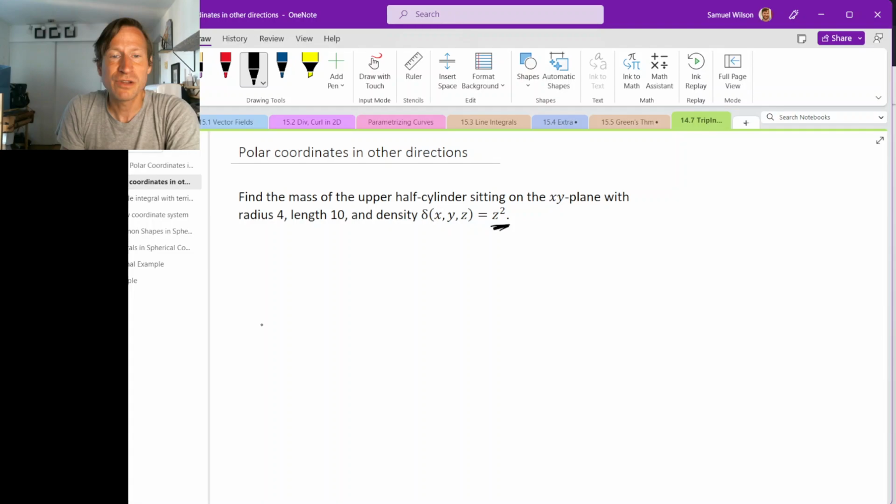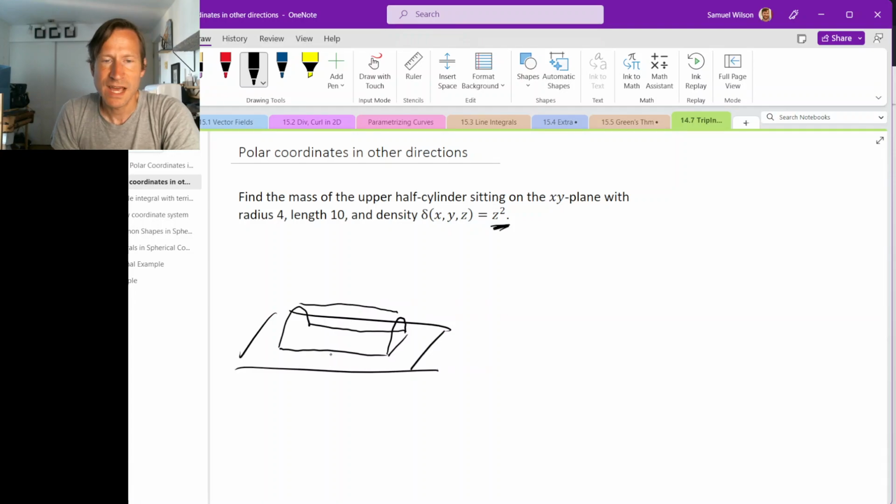Right, it's a half cylinder like this, and because the density function doesn't depend on x or y, we can slide this shape anywhere around the xy plane to make it convenient. So let's put the origin right here, I guess. The x-axis going out this way. So I guess this is going to go out to x equals 10. And since the radius is 4, it's going to go from minus 4 to 4 in the y direction.